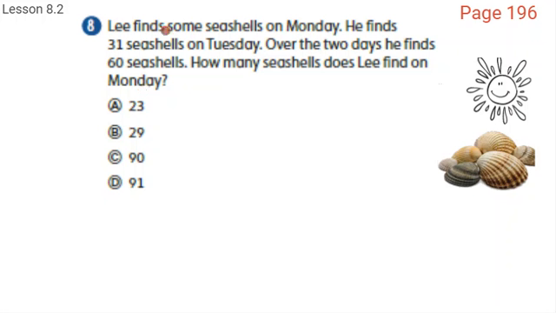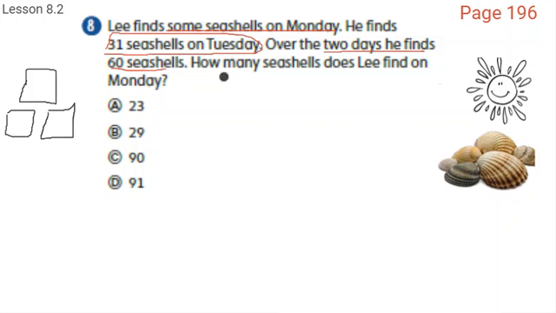Well, he finds some seashells on Monday. I'm just going to underline it. He finds 31 on Tuesday. That's a number that we have. And then over the 2 days, he finds 60. So that's his total. That's his whole. Remember that number bond. It's just to help organize these numbers. So what's the whole? The whole is going to be 60. So that's what he's found over the 2 days. On the first day, we're like, I don't know. But on the second day, he found 31. How many did he find?